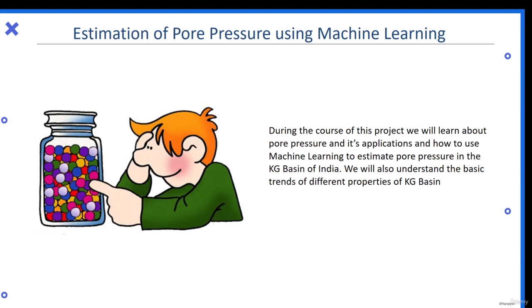During the course of this project, we will learn about pore pressure and its application. Basically, if we are predicting something, we first have to learn what this thing is. We have to go a little bit into detail. So we'll learn what pore pressure is and then how to use machine learning to estimate pore pressure in the KG basin of India. I'll tell you what the KG basin is and where it is located, and we'll understand more about the KG basin because that will play an important role in our project.